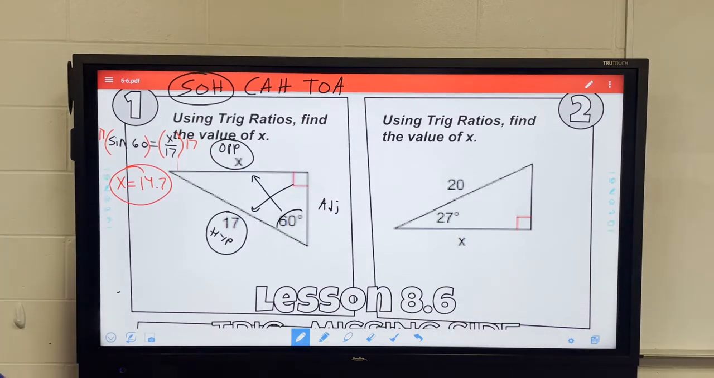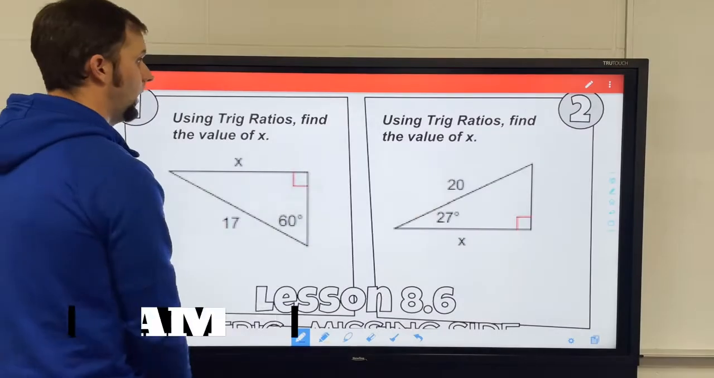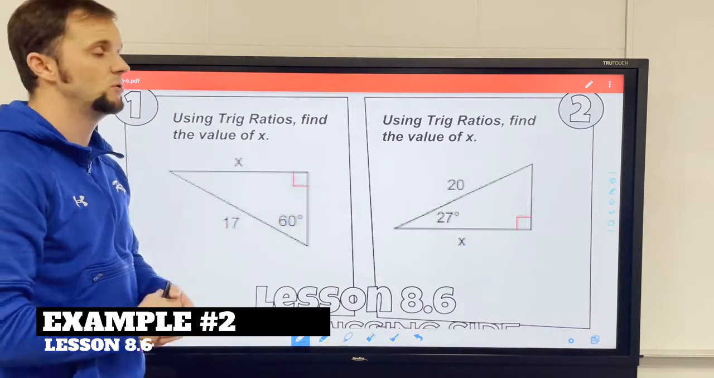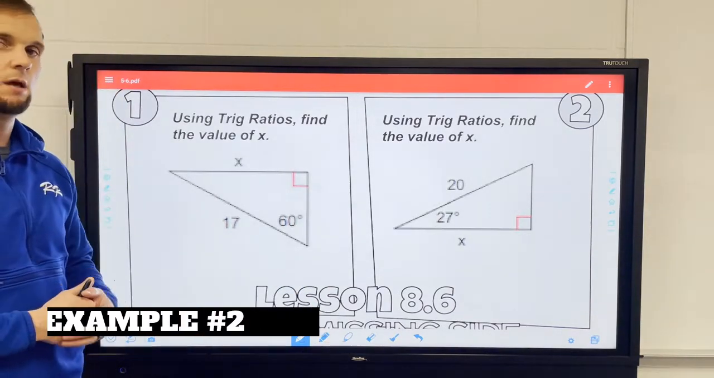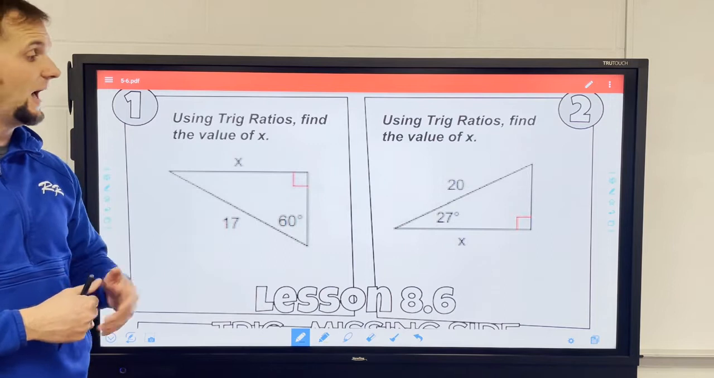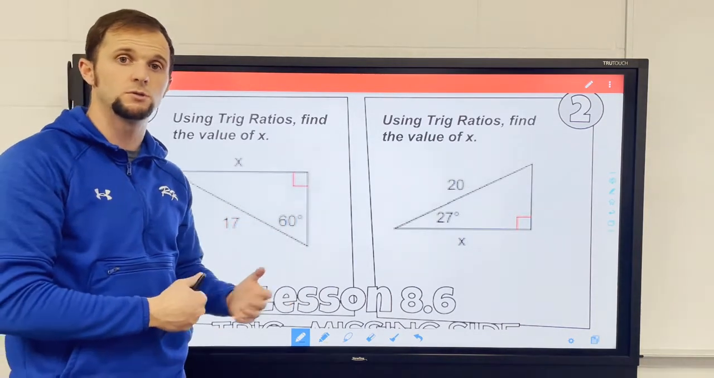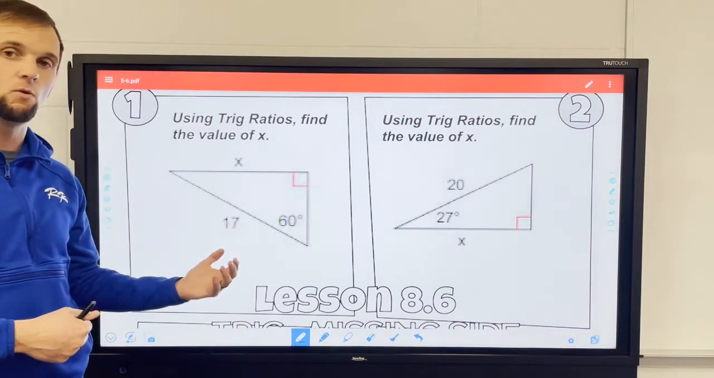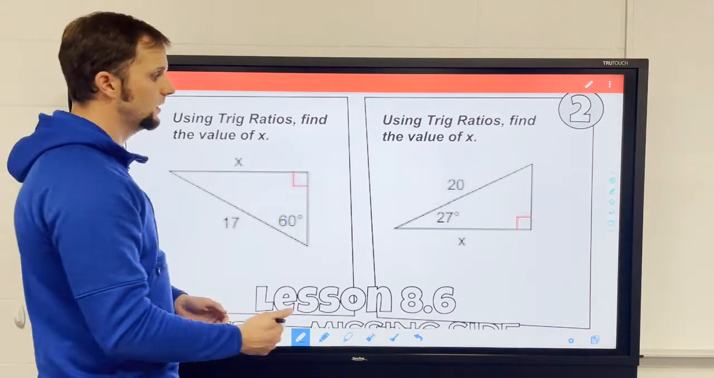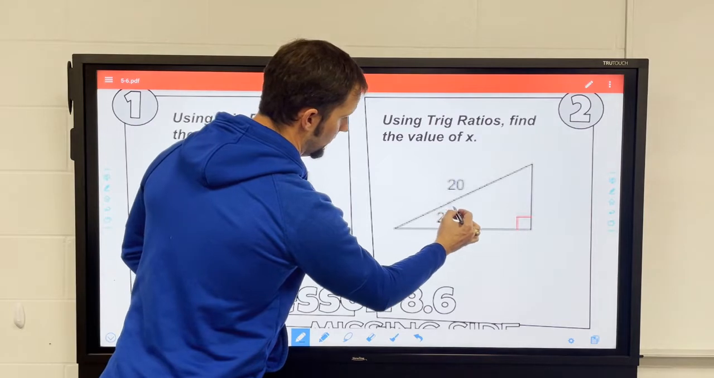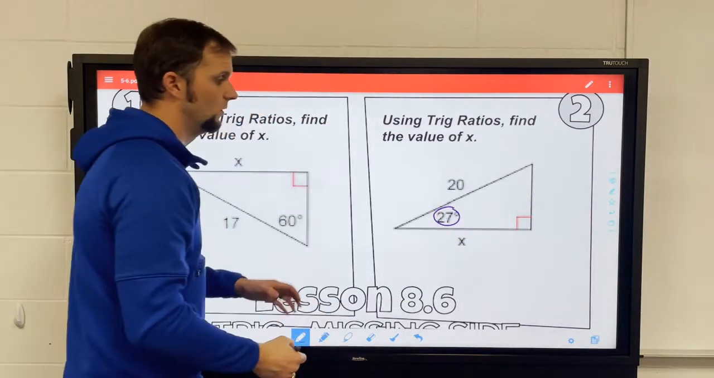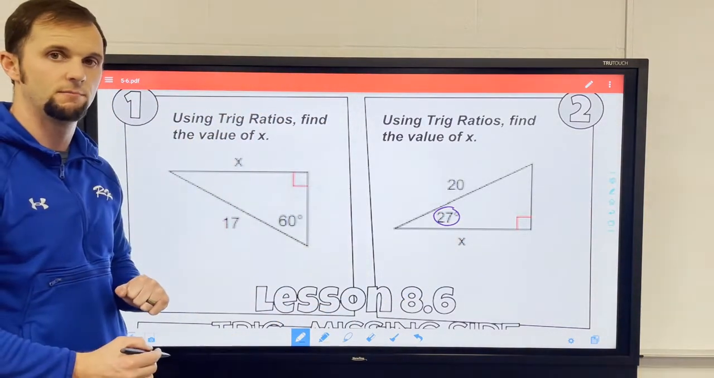Let's jump over to example number 2. All right, guys, so on example number 2, I'm doing the same exact concept. I have a right triangle. I've been given an angle, so now I know I can use trig ratios to try and find the missing side that I want. So right now, if you look, I have been given the reference angle of 27. This is my angle that I'm going to be viewing everything from, okay?